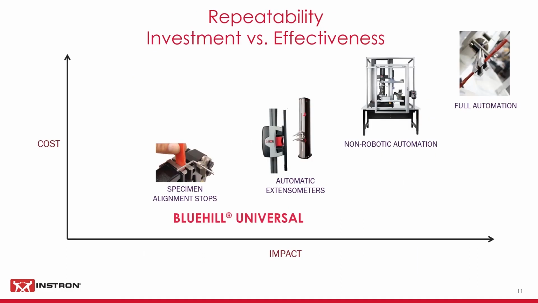So how do you deal with the factors that affect repeatability? The items that we discuss, plus a few additions, are shown on this cost versus impact chart. This, of course, is not a linear or two-scale graph, but you can see specimen alignment solutions first, along with Bluehill Universal for the method setup impact. Next is utilizing an automatic extensometer, which is more of an investment but makes a greater impact. Finally, we have our automation solutions, either a non-robotic AT3 or the robotic AT6. These solutions will remove all human factors from the testing, which will greatly impact your repeatability.